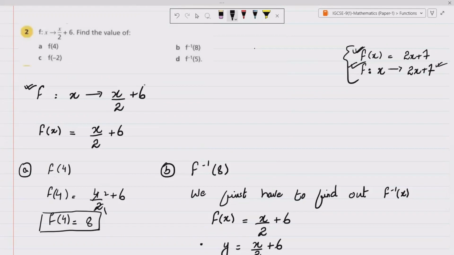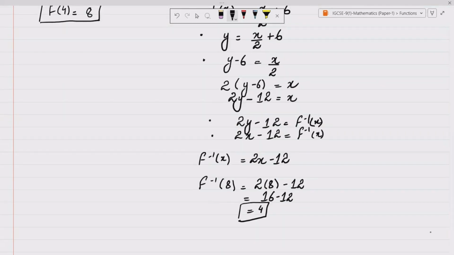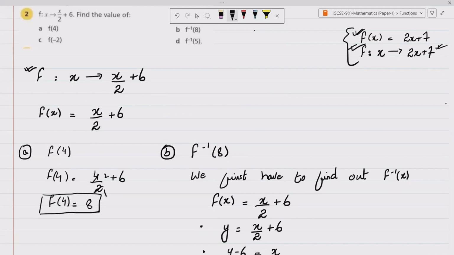Now part C, we have to put minus 2 in place of x. So when we put minus 2, minus 2 over 2 gives minus 1, plus 6 gives us 5. Part D, we have to put 5 in f inverse. So f inverse is 2x minus 12. So when you put 5 in place of x, 2 fives are 10, 10 minus 12 is minus 2. So do part C and D by yourself.